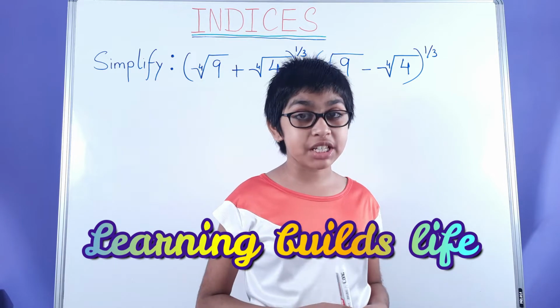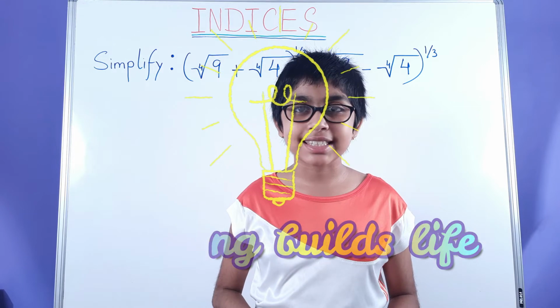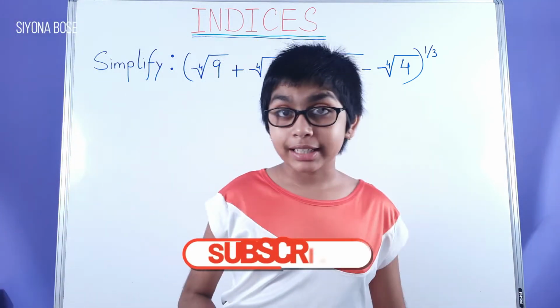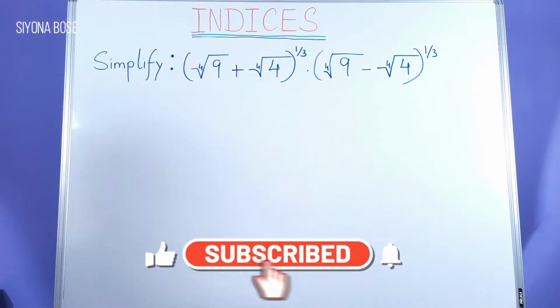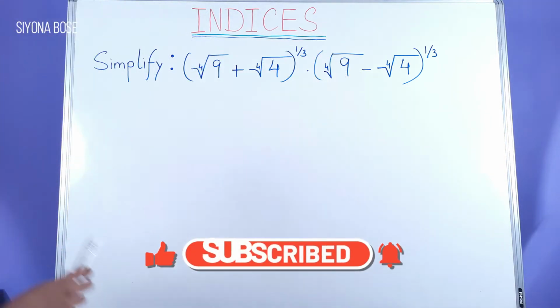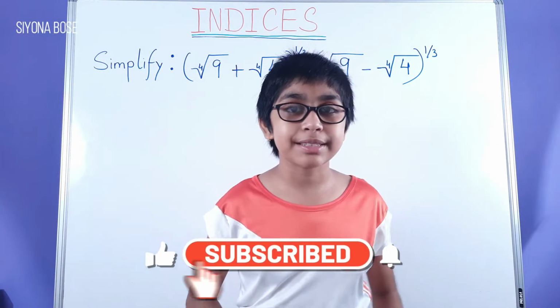Today we are going to talk about indices. Let's take a look at today's sum. Simplify (4th root of 9 plus 4th root of 4) whole to the power of 1 by 3 into (4th root of 9 minus 4th root of 4) whole to the power of 1 by 3. Let's do this.